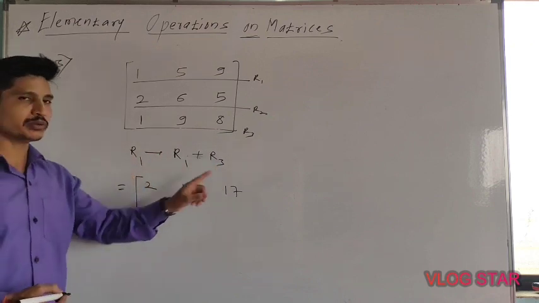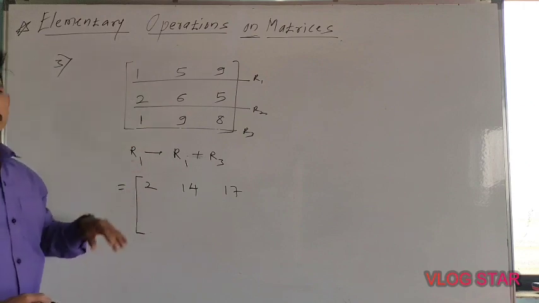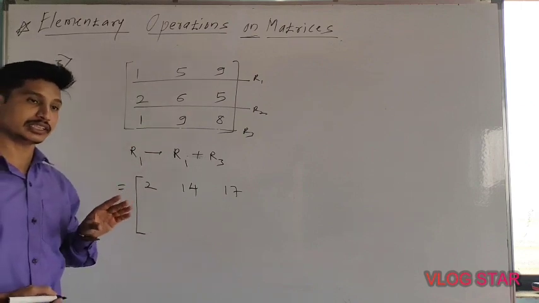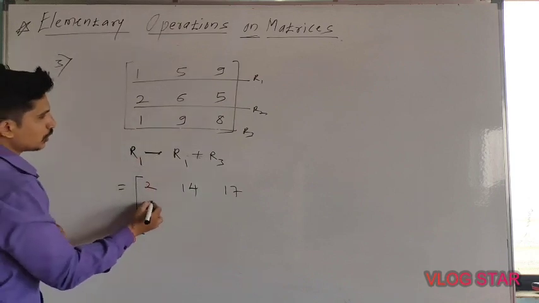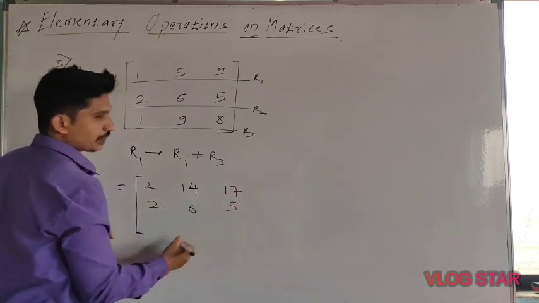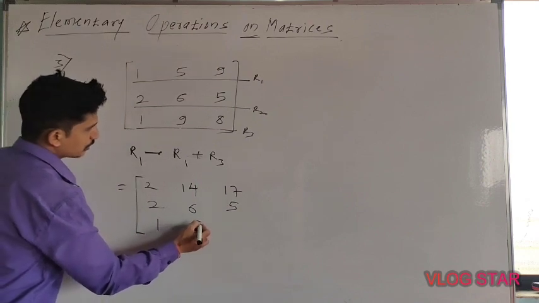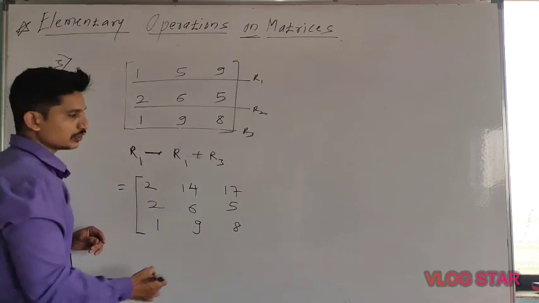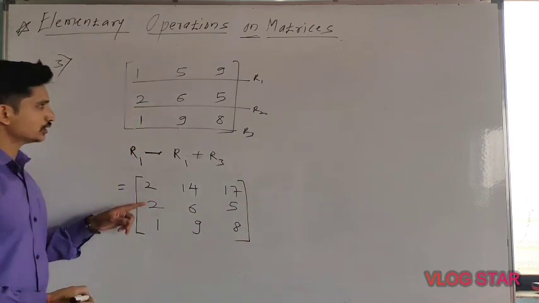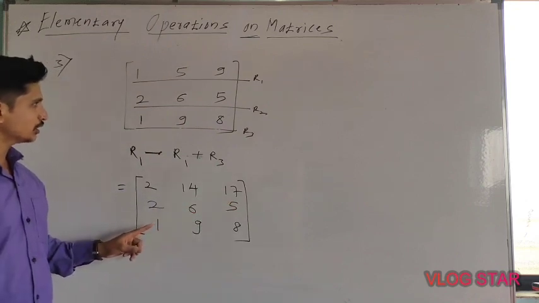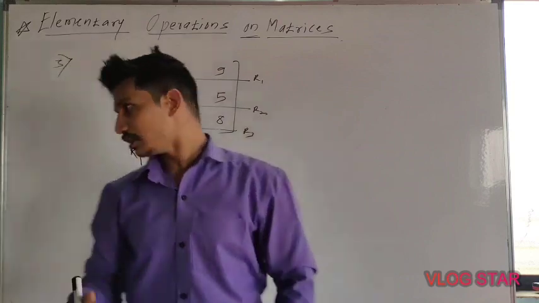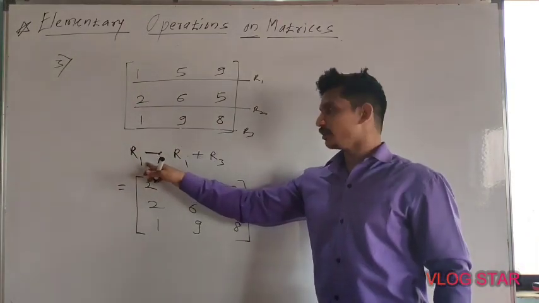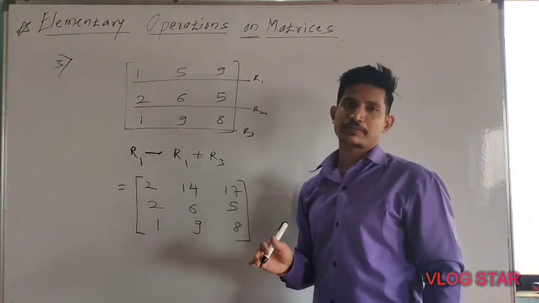Okay, so this is over. The second row and third row are as they are. I am not changing them, I am just changing row number 1. Second row is what? 2, 6 and 5. Okay, 1, 9 and 8. So this is the second row as it is, and this is your third row as it is. So I have interchanged, I have changed here row number 1.